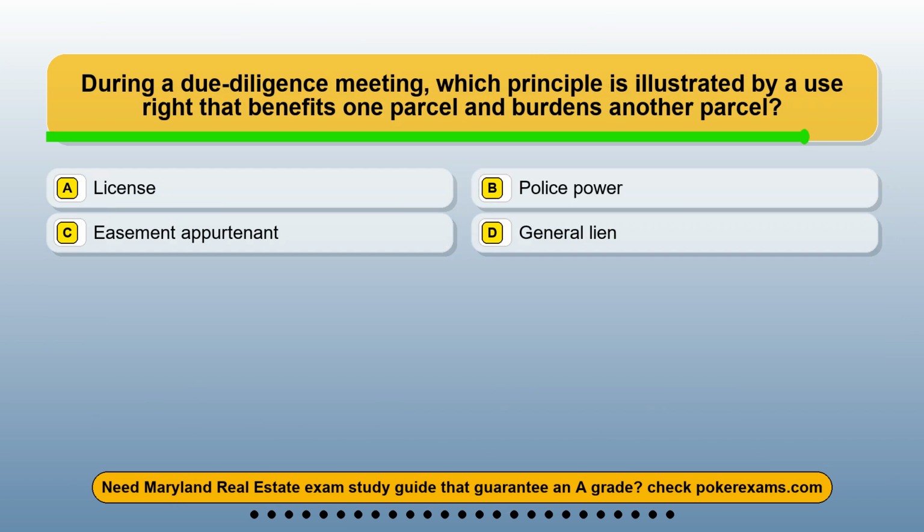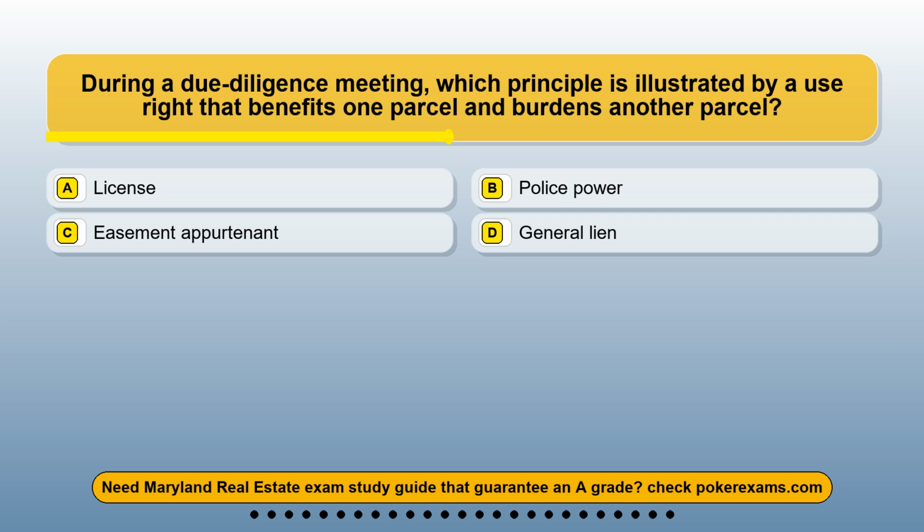Question 8. During a due diligence meeting, which principle is illustrated by a use right that benefits one parcel and burdens another parcel? Option A, license. Option B, police power. Option C, easement appurtenant. Option D, general lien.